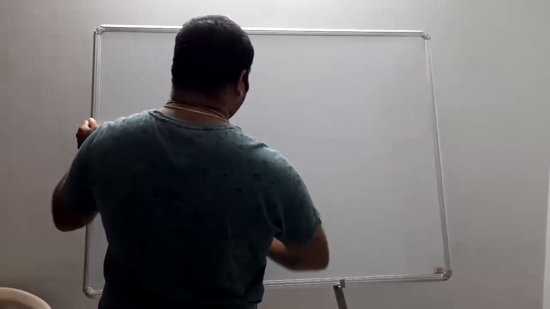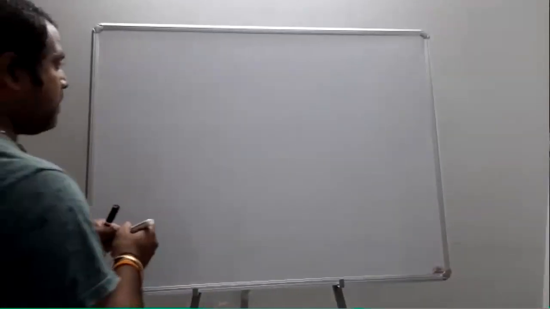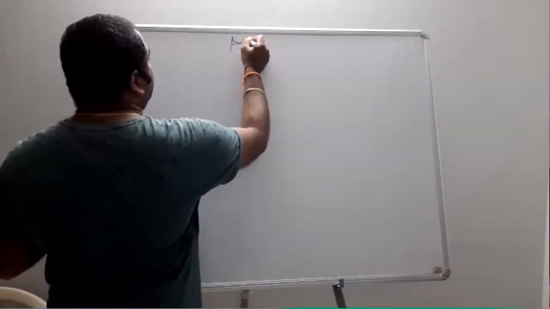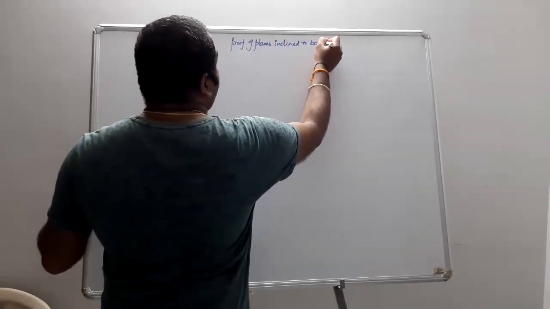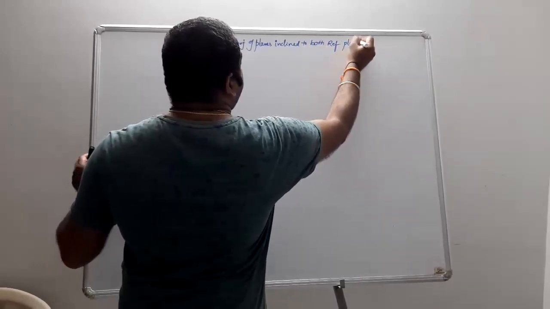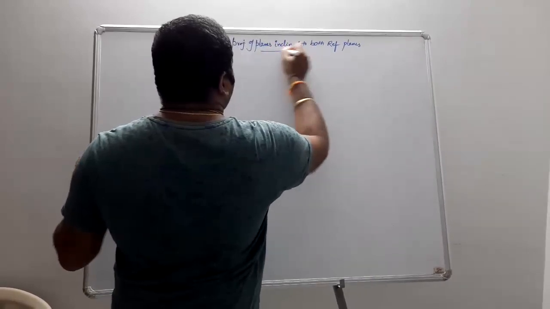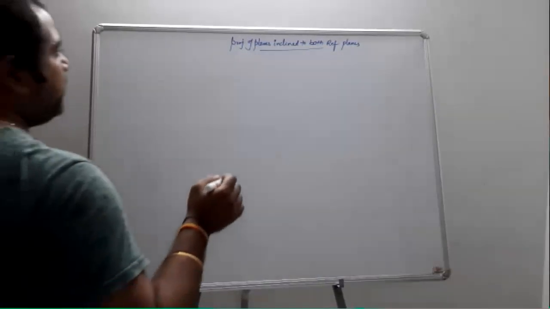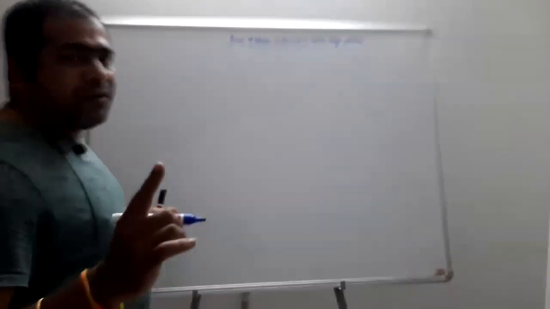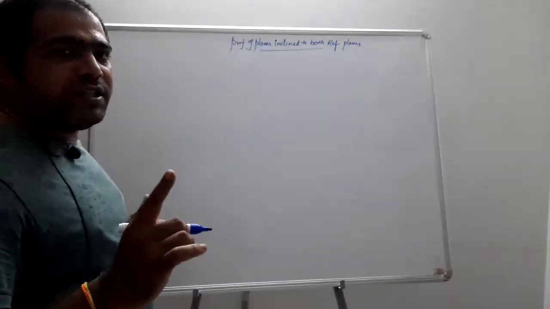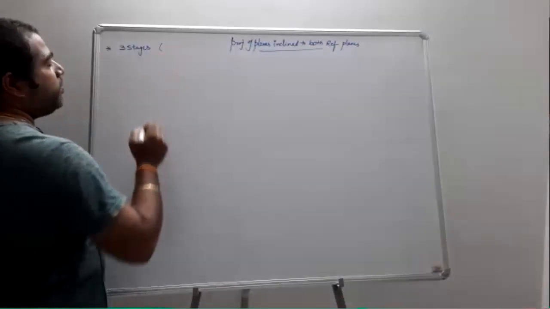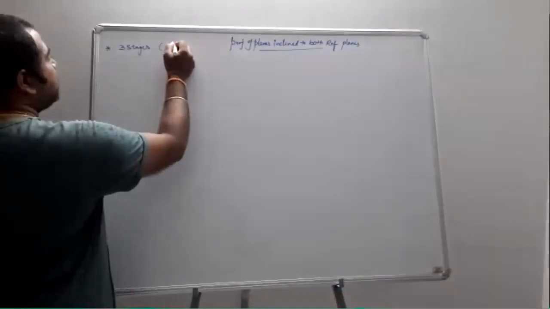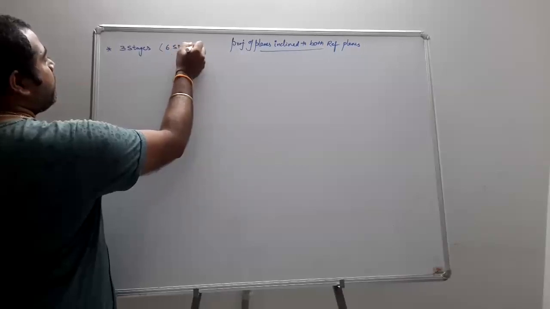All of you just listen carefully. Projection of planes inclined to both reference planes. We already discussed in the previous problem, inclined to one reference plane, how many stages the problem is completed in? Two stages. Here the problem is going to be completed in three stages. In each stage you attempt two steps, that is front view and top view. So three stages means six steps.